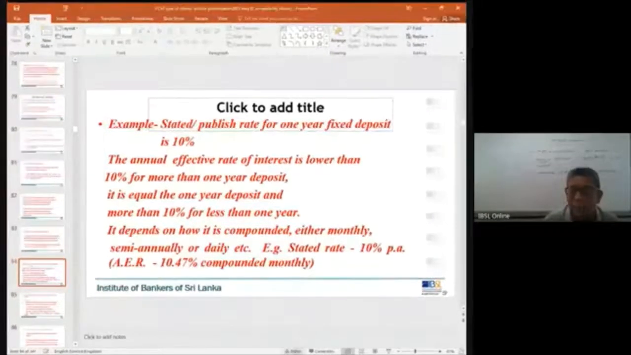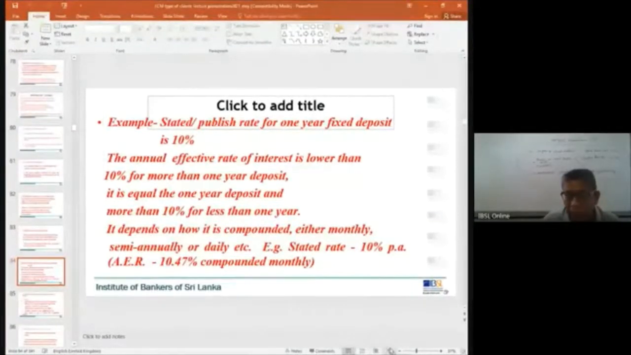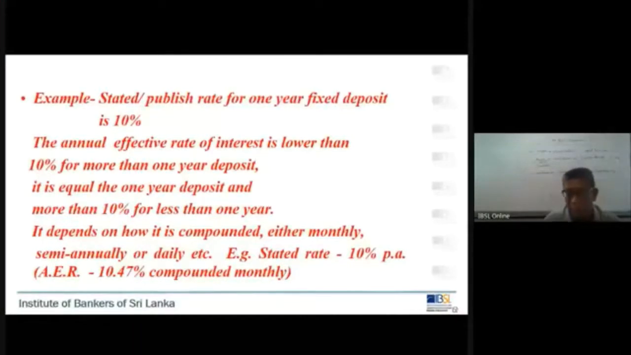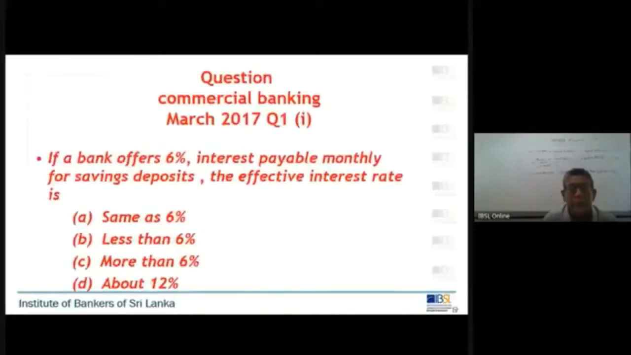Actually, these questions are not my questions. These questions are basically from commercial banking. Question, commercial banking, March 2017. If a bank offers 6% annual rate, 6% interest payable monthly for a savings deposit, this interest is going to be paid to you monthly. What is the effective rate of interest?